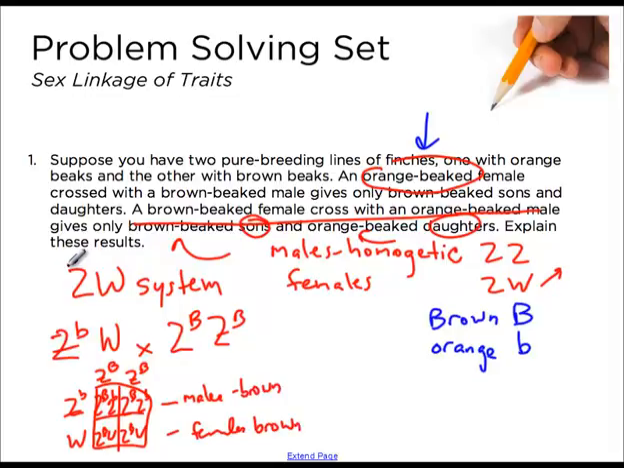So it seems our assumptions are correct. If our assumptions are correct, that's the answer, that brown is dominant to orange and that it is sex-linked on the Z chromosome. But let's just check it out and see what if this guy was heterozygous, little b, like this, right?